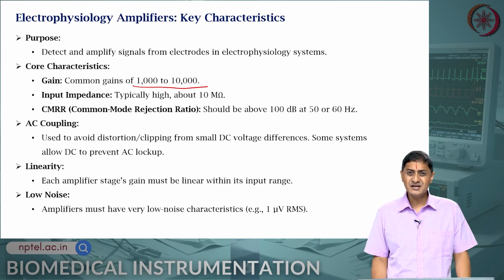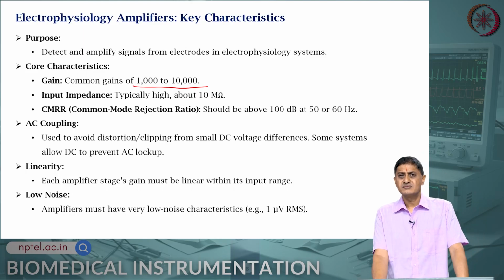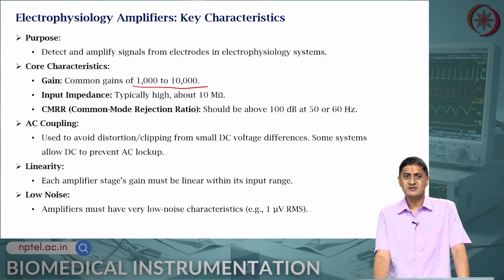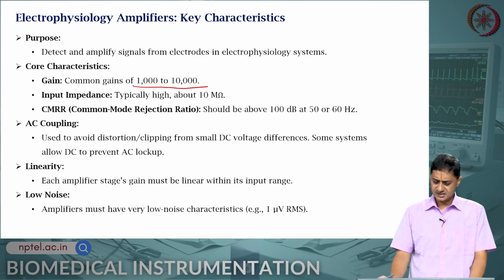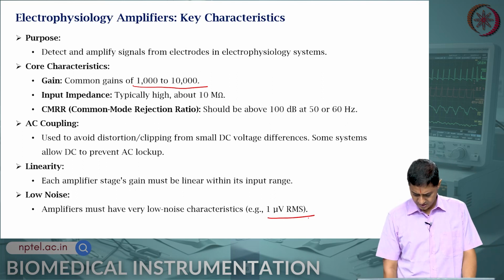Right. CMRR should be very high, about 100 dB at 50 or 60 hertz, to avoid the common mode noise, which is the electrical noise, and you can have AC coupling to avoid distortion from small DC voltage differences. Some systems allow DC to prevent the lockup of the AC. The amplifier has multiple stages, and each stage's gain must be linear within its input range. It must have very low noise characteristics, of the order of 1 microvolt RMS.